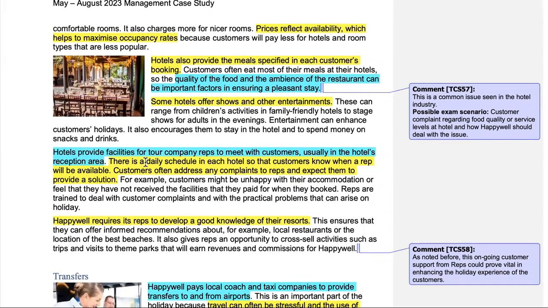And hotels provide facilities for tour company reps to meet with customers, usually in the hotel's reception area. So these are another set of stakeholders who play a major role within the industry. I've covered these areas within the first video, industry analysis. So these are representatives who are representing Happywell within the hotels.